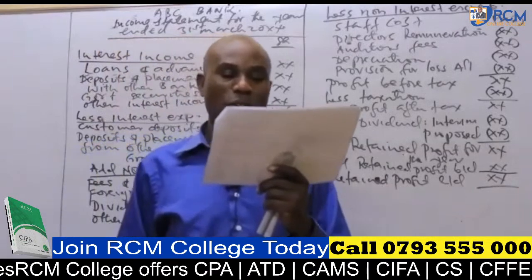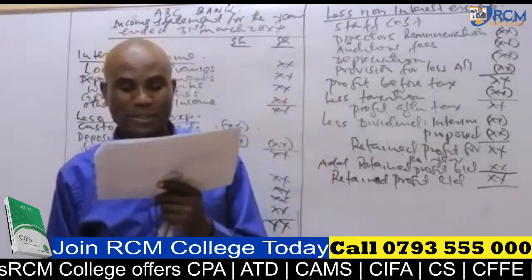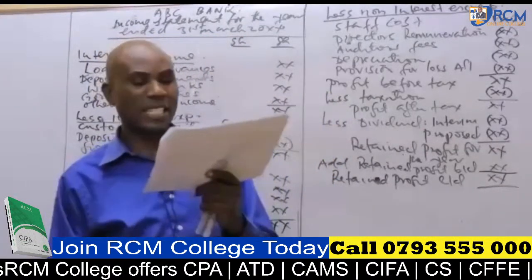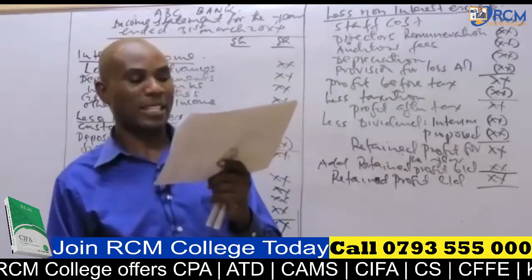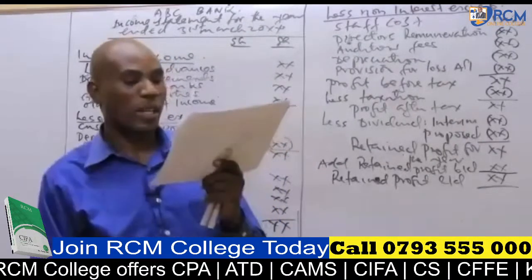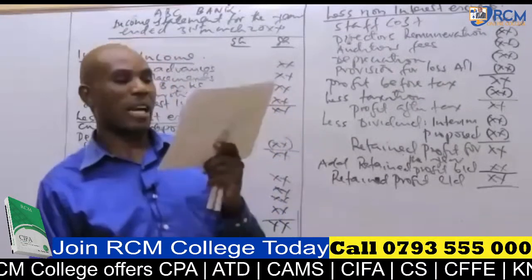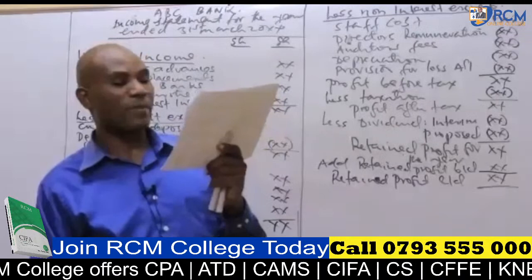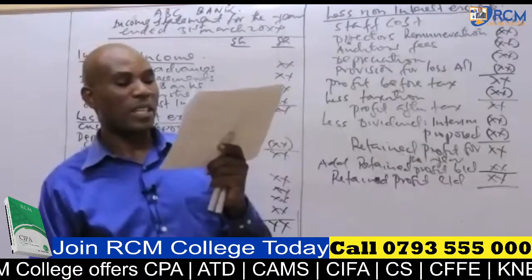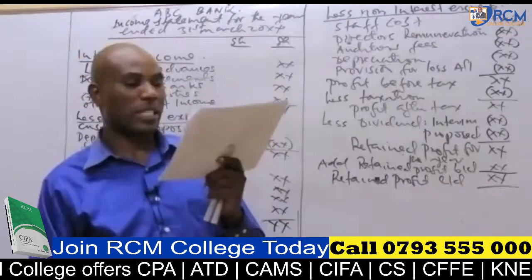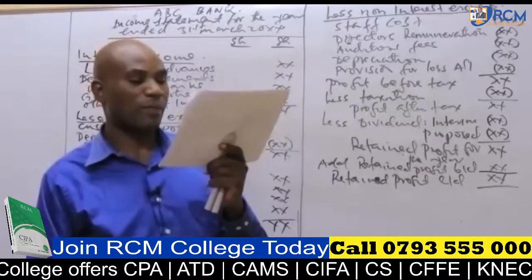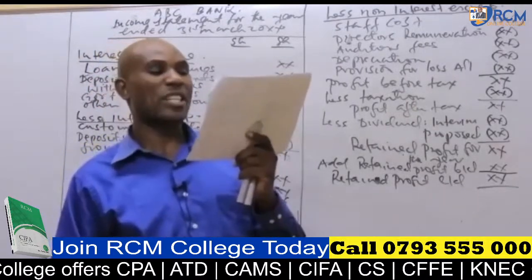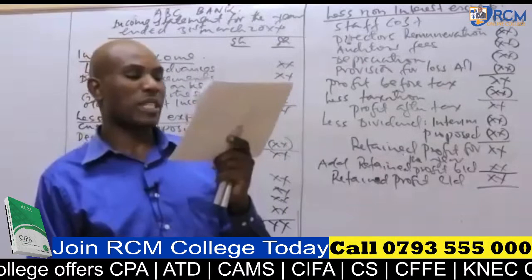When we talk of property, plant, and equipment, that is an asset. It will go to our balance sheet as a non-current asset. Intangible assets, that's an asset. Ordinary share capital, ordinary shares of shillings 20 each, that is equity. Share premium, that is equity. Revaluation reserve, that is equity. Statutory reserve, that is equity.